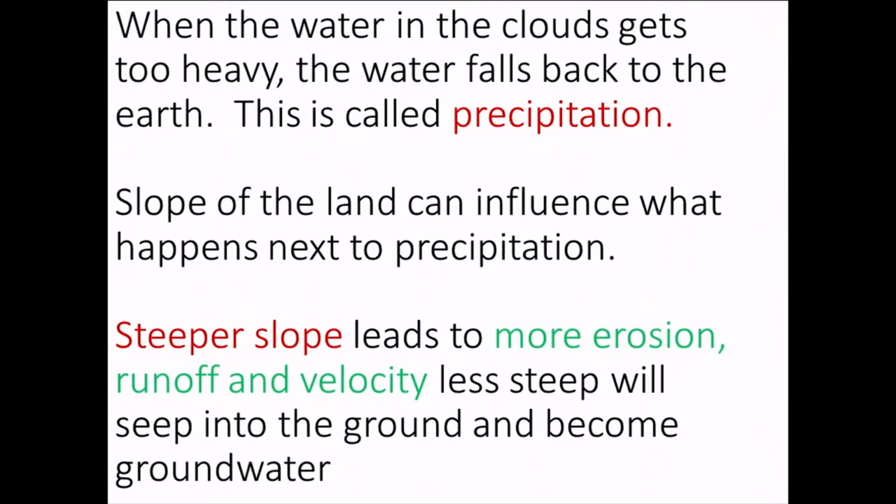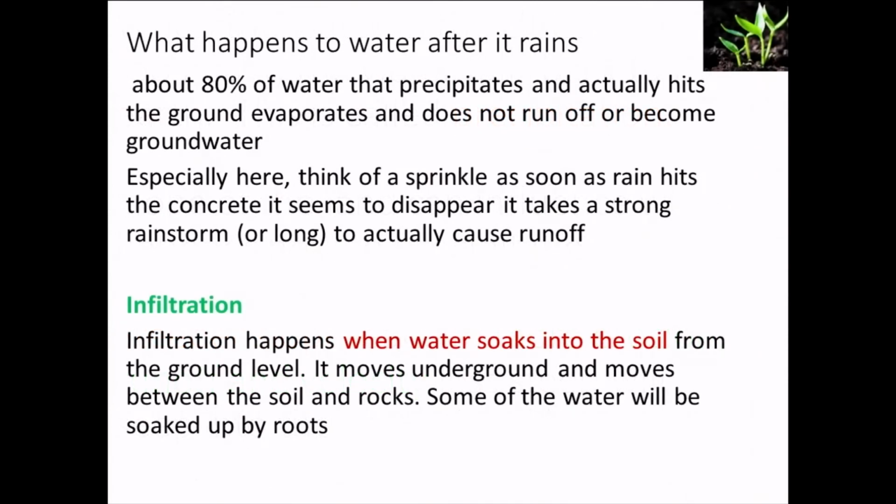In steep slopes, when rain hits the ground, it can become runoff very quickly because the steep slopes will prevent the water from going into the ground. If water does make it into the ground, we call that infiltration. Very little water actually makes it into the ground.